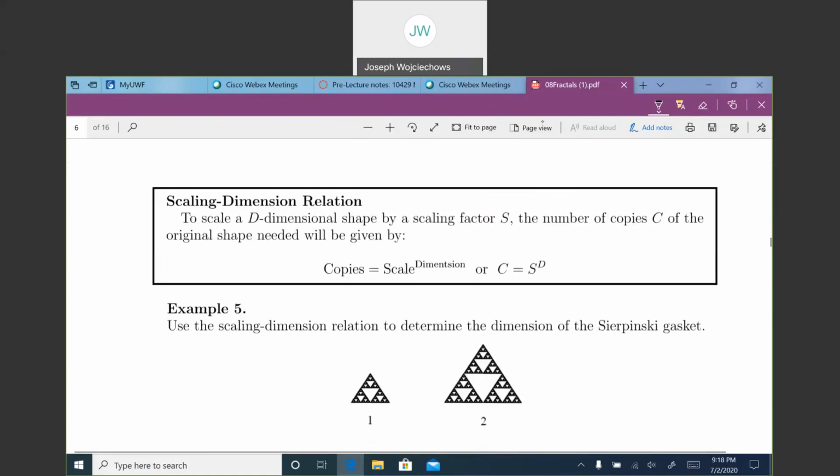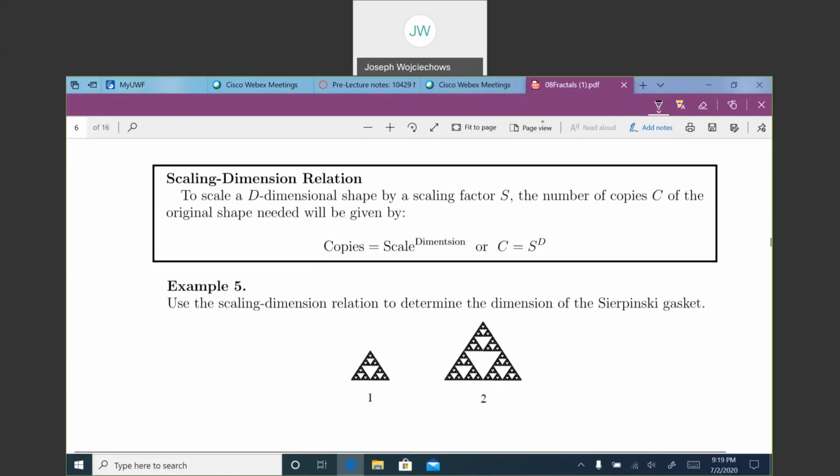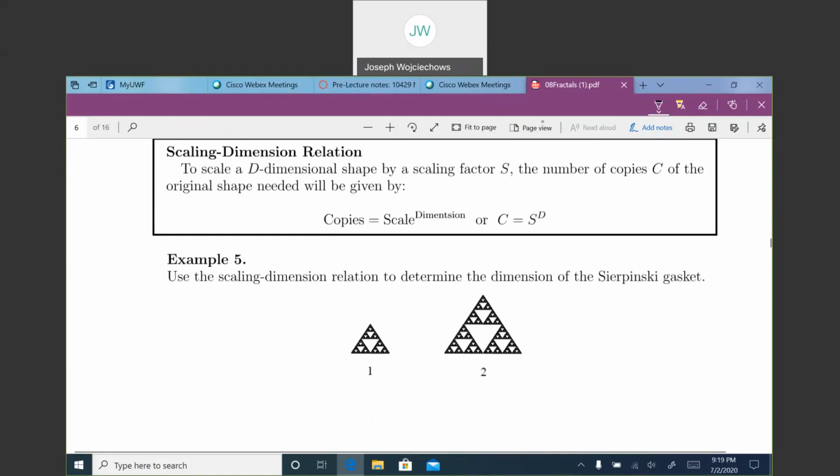So then we get to the scaling dimension relation. To scale a d-dimensional shape by a scaling factor s, the number of copies C of the original shape needed will be given by copies equals the scale to the dimension power, or C equals s to the d. Using the scale dimension relation to determine the dimension of the Sierpinski gasket.